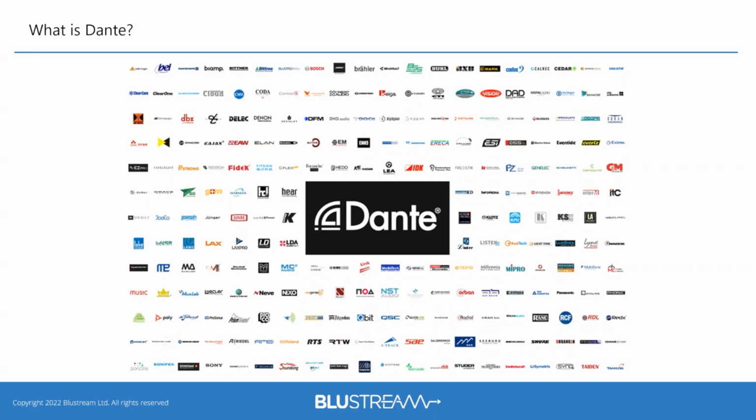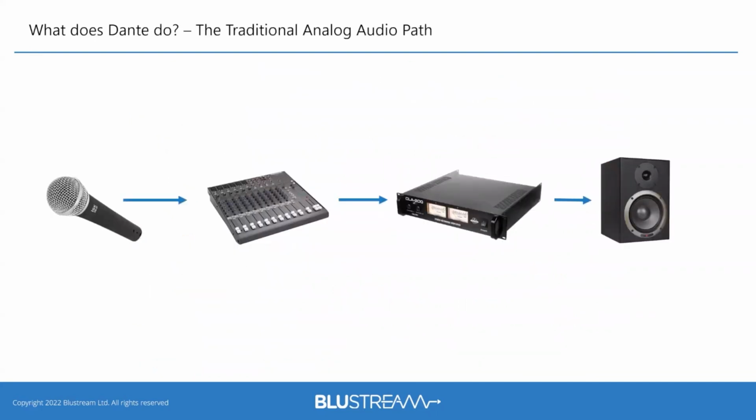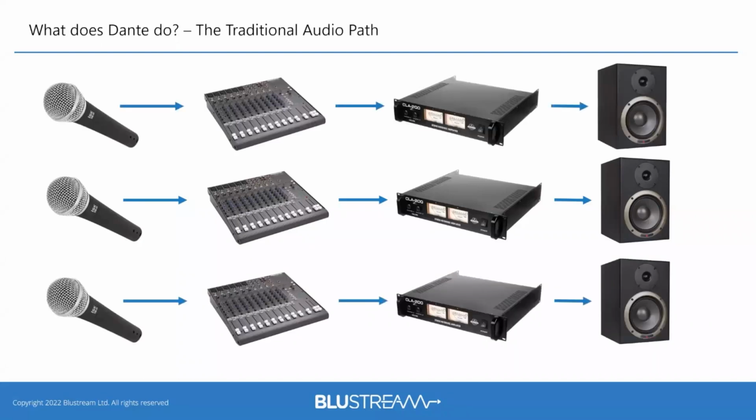Now, let's see what Dante does. As Dante is no doubt being deployed in the professional audio industry, we'll start with this simple example. In a studio, for monitoring audio from a microphone, a traditional analog distribution from the mic to a speaker could look similar to something like this. Essentially, using analog cables to snake the signal from one device to the next. First, from the microphone to a mixer, and then another cable from the mixer to an amplifier. And then finally, there'll be a cable from the amplifier to the speaker.